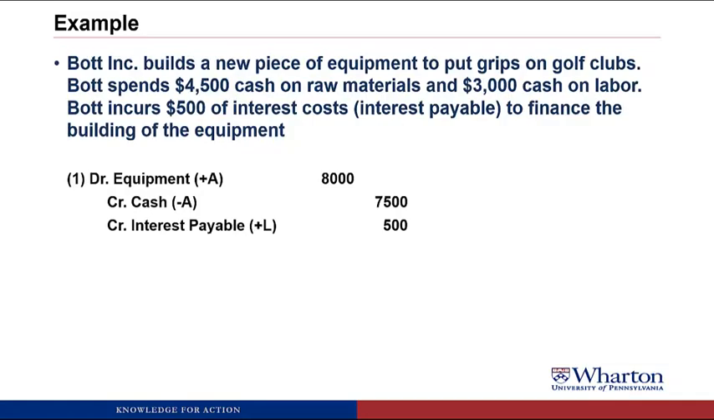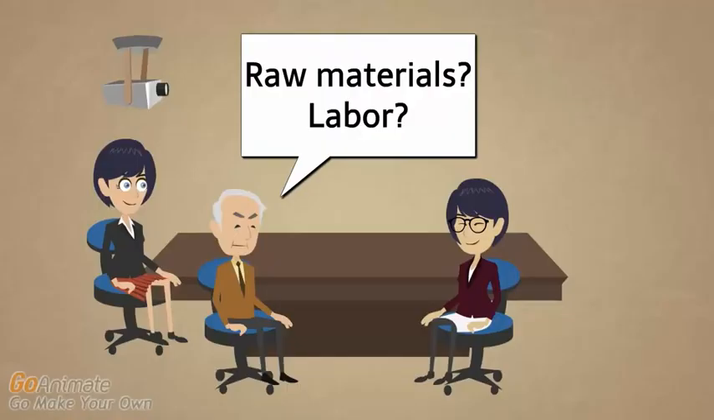So in the journal entry, we're going to debit equipment asset for $8,000. That's going to put all of the costs into the asset balance. Those costs included $7,500 of cash costs, so there's a credit to cash. That's the raw materials and labor. And $500 of interest cost under the interest payable, so there's a credit to interest payable for $500. I'm also going to carry forward an equipment T account through this example so we can see how these different transactions affect it.